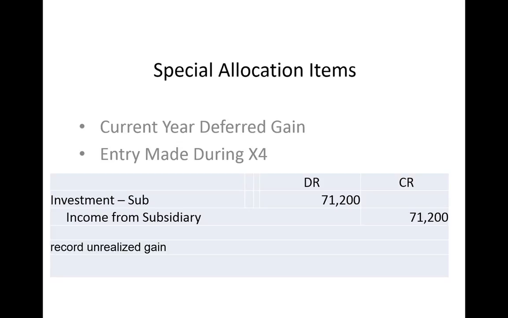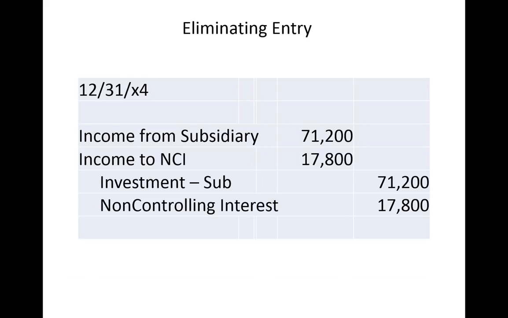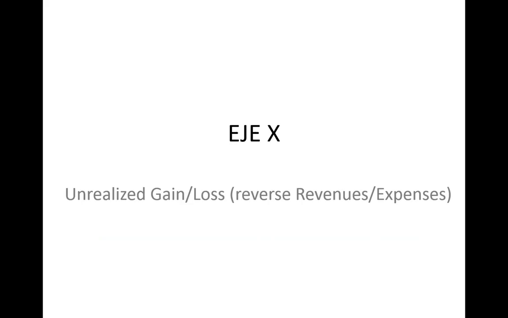One thing we need to remember is that when we have an equity method entry like this, and we're going upstream, when we make the elimination, we need to consider or assign the NCI their value. So what we're going to do is we'll break this down into 2 parts. The first being eliminating the income from subsidiary in the investment sub, and the second being assigning to the NCI their 20% portion of the deferred gain. So we'll debit income to NCI, credit NCI. At this point, we've eliminated any deferred gain through the equity method. We've assigned it to the NCI.